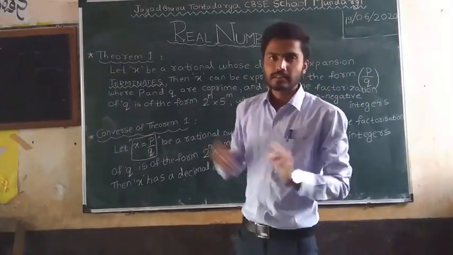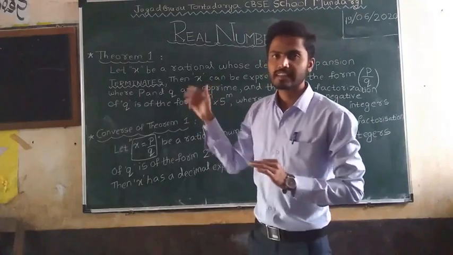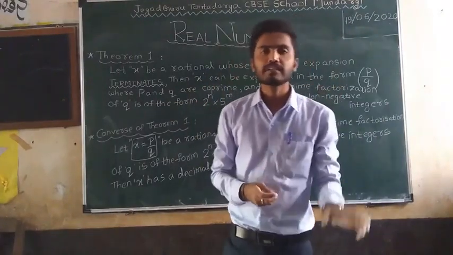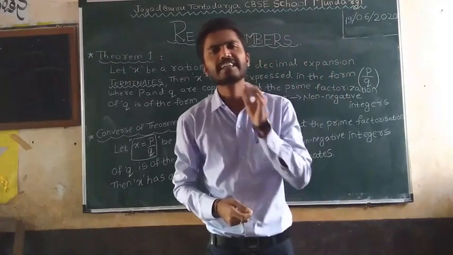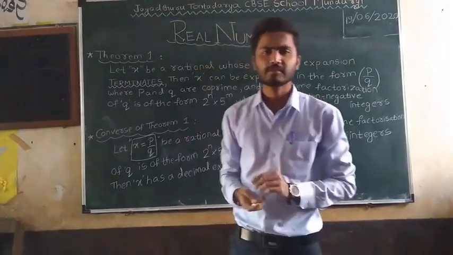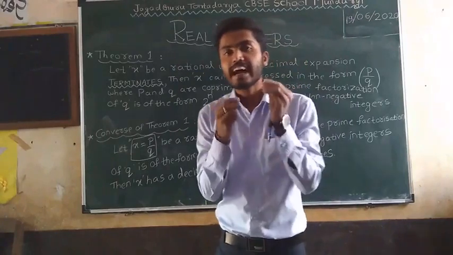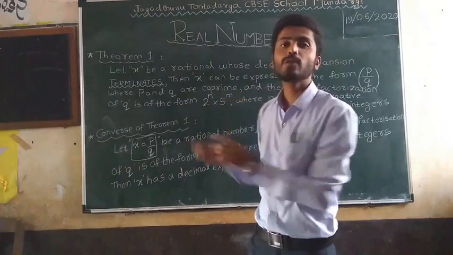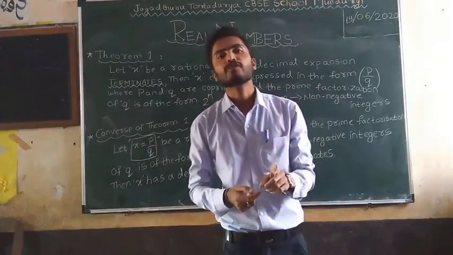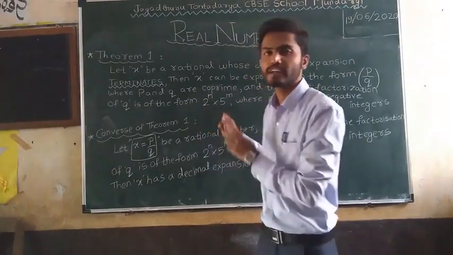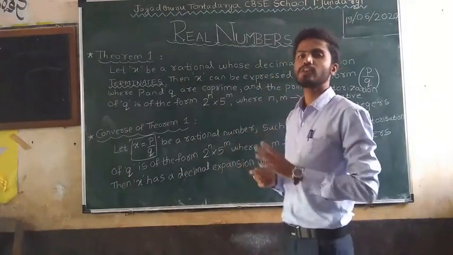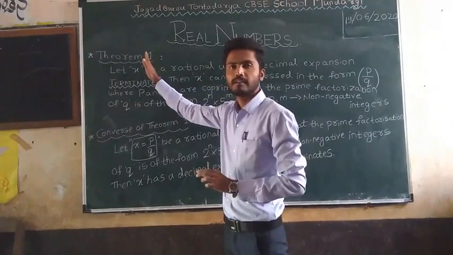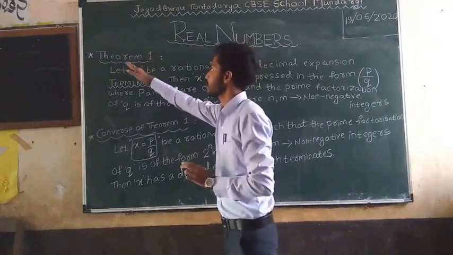The explanation of this theorem is like this. Suppose you are given a fraction and by the long division method you conclude that it is a terminating decimal expansion. Then that particular fraction can be expressed in the form p by q, where the prime factorization of q is in the form of 2 raised to n into 5 raised to m. So, this was theorem 1. I hope it is clear.